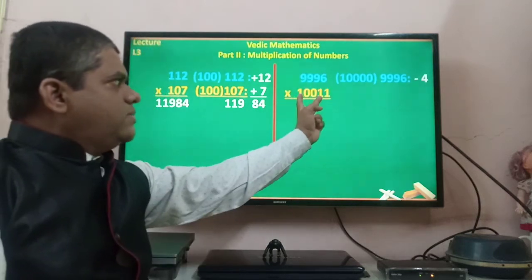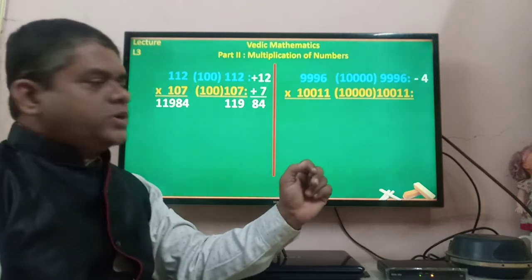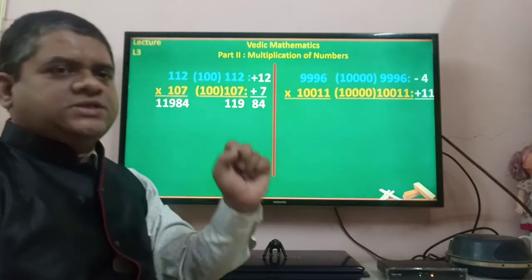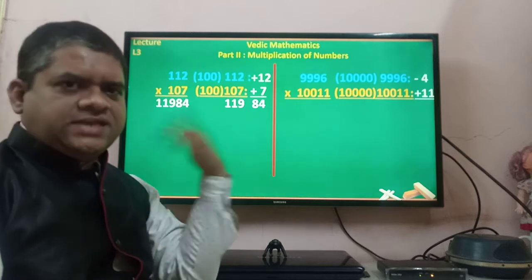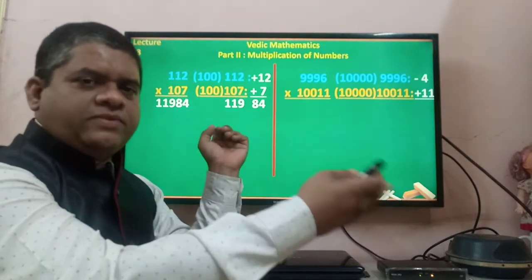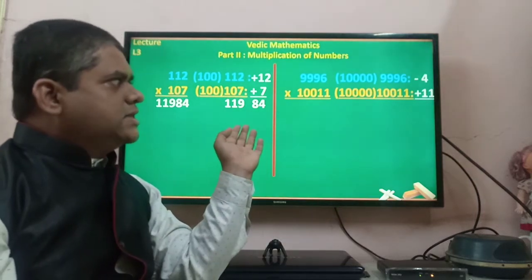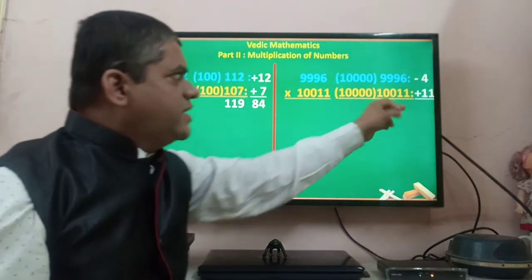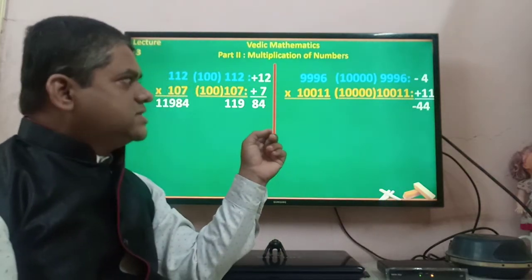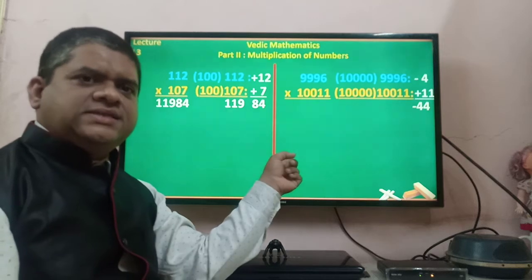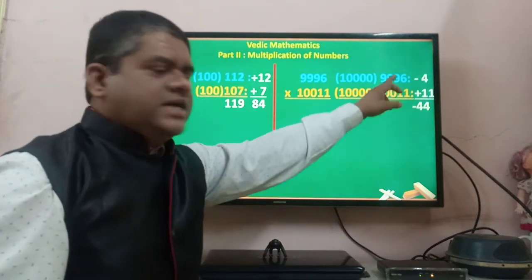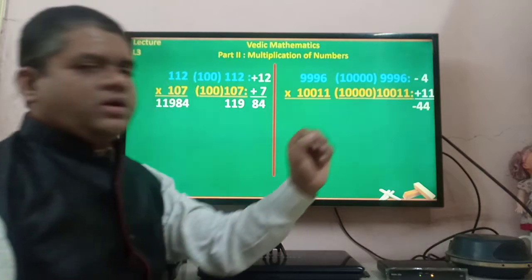Similarly, this number is also closer to 10,000. So again I have to subtract this number from 10,000. The answer we get is plus 11. Again the same process. For the number on the left hand side, we have to add and subtract, and for the right hand side we have to multiply. So when I multiply 11 and 4, we will get the answer as 44. Again the sign is negative because these two signs are different, and when signs are different, the product is negative.